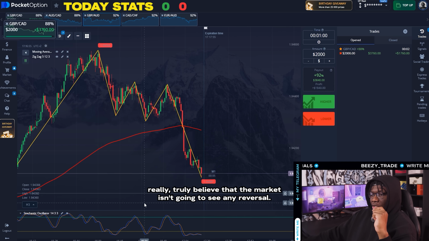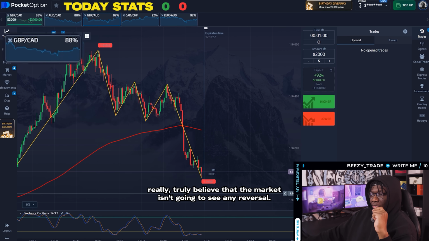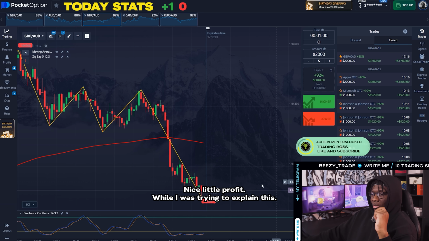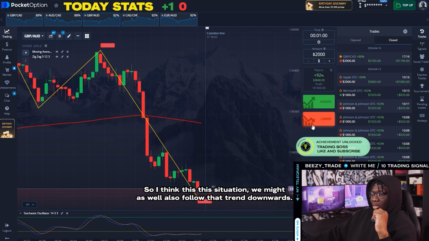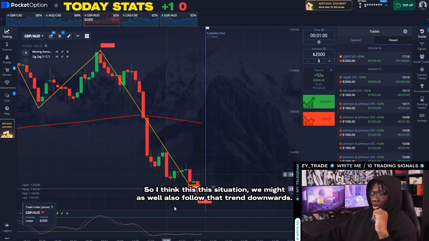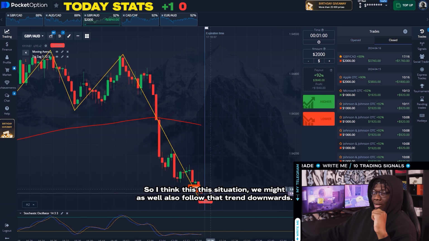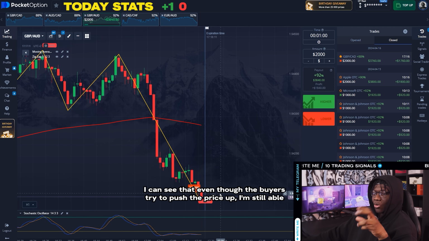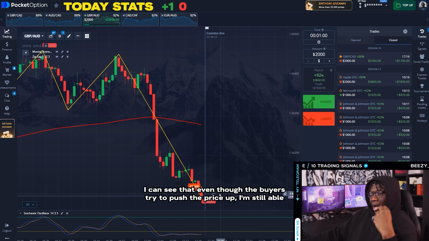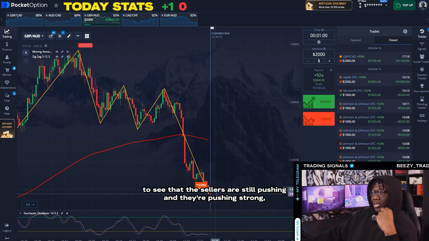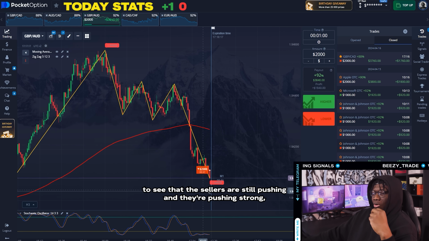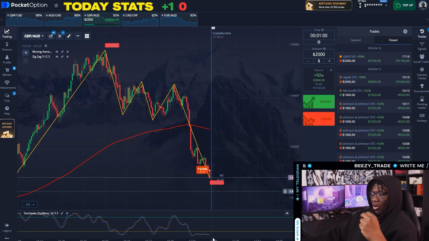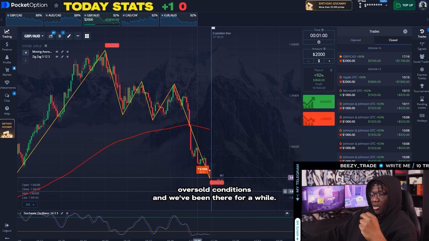So right now, if we truly believe that the market isn't going to see any reversal, I can see that we took our trade, a nice little profit while I was trying to explain this. So in this situation, we might as well also follow that trend downwards. Why? I see the strength of the candles. Even though the buyers try to push the price up, I can still see that the sellers are pushing, and they're pushing strong. And we can see that we are in oversold conditions, and we've been there for a while.